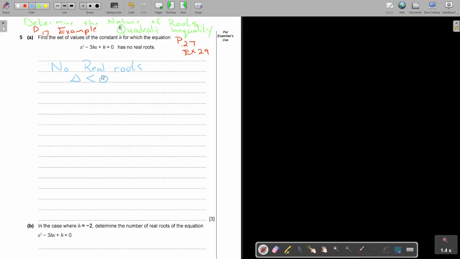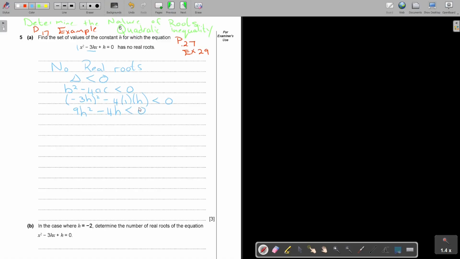So basically, I'm going to work out the discriminant, b squared minus 4ac, and it's smaller than 0. So there is b, so it's negative 3 squared, minus 4, a is 1, c is h, and it's smaller than 0. So this is going to be 9 minus 4h, and that's smaller than 0.